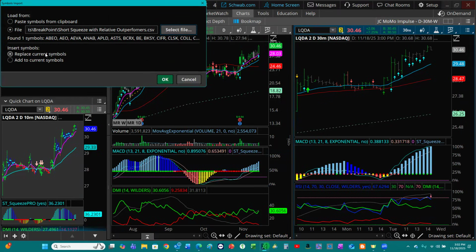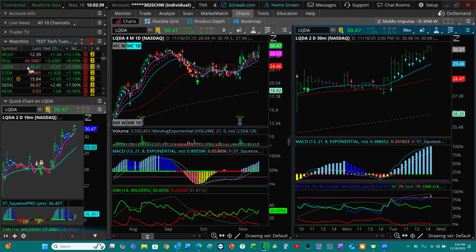And there's the watch list right there. Now in this case, I'm going to replace my current symbols. If I have a folder that already had been created and I just want to add these to it, I can add to the current symbols. But what I typically do is I just replace it every week. Those watch lists are updated every weekend, and those are the ones that I use. So I just download them every week into my Thinkorswim and I replace the current symbols. So I click on OK, and there it is right there.